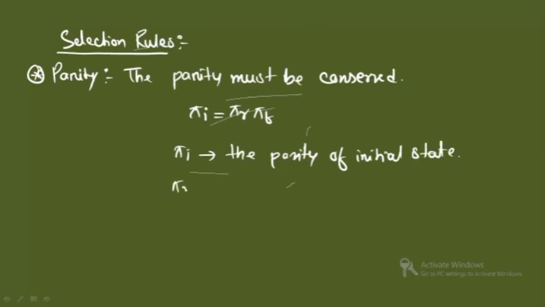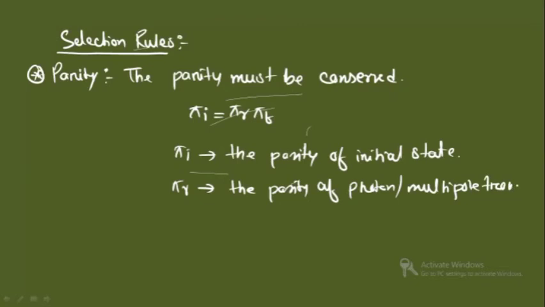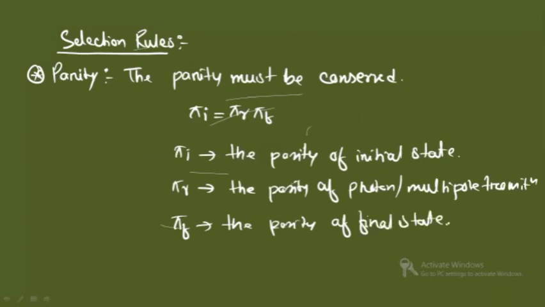Pi gamma is the parity of the photon, or you can say the multipole transition. The last is pi f, which is the parity of the final state. The parity must be conserved. That means the initial state parity pi I must be equal to the product of the parity of the photon and the final state.